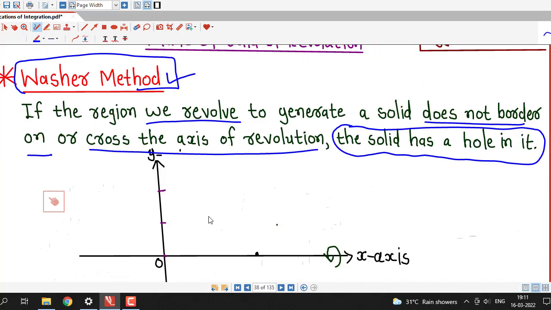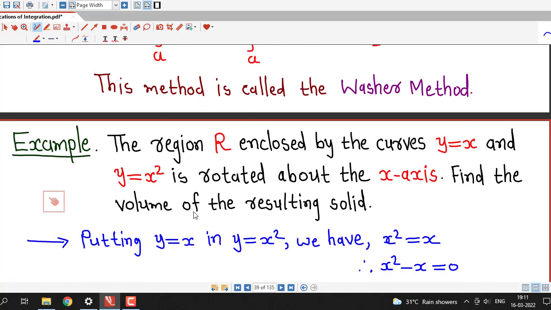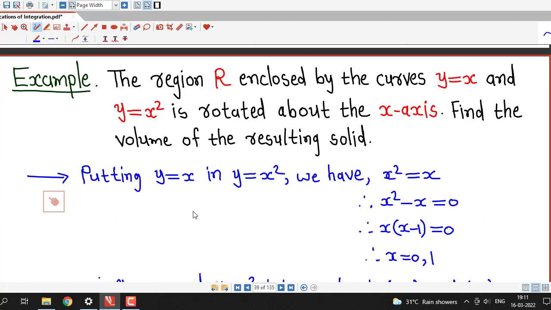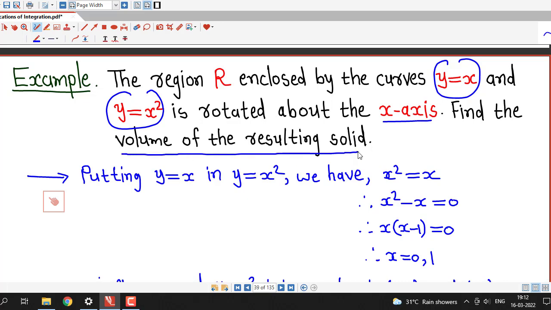To understand this method, we first consider this example. The region enclosed by the curves y equal to x and y equal to x square is rotated about the x-axis. Find the volume of the resulting solid. First we decide the intersecting points of these two curves, y equal to x and y equal to x square. For that we put y equal to x in this equation.